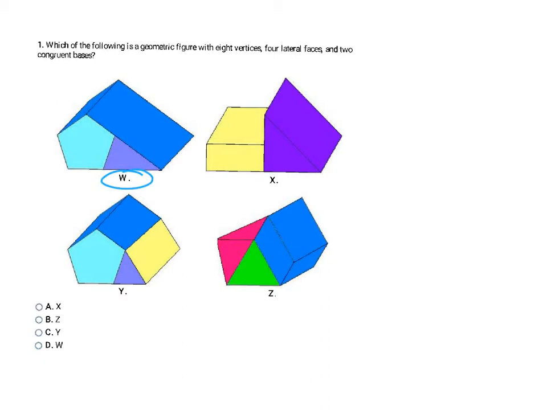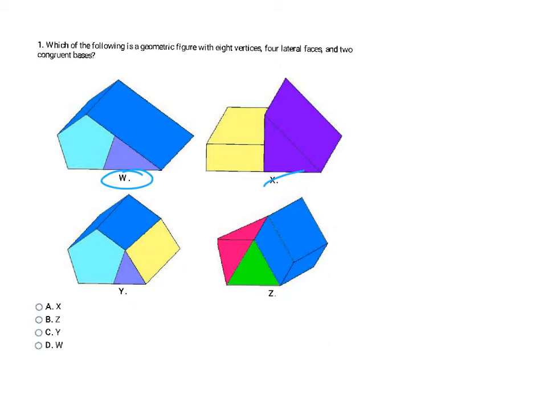So it's most likely going to be my answer, but I want to check out my other ones just in case. Let's look at X. Here I have 1, 2, 3, 4, 5 corners in the front, so it's going to make 5 corners in the back. That means it has 10 vertices, so it can't be X.